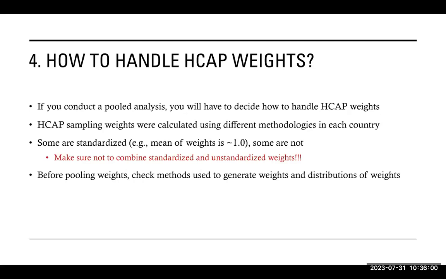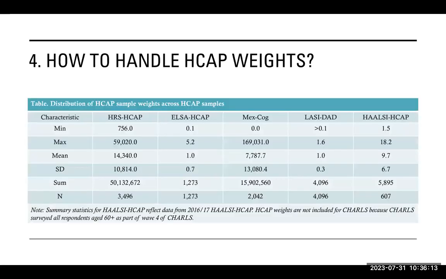And the reason is because the HCAP sampling weights were calculated using different methodologies in each country and are standardized in different ways across HCAPs, right? So some are standardized and some are not standardized as provided in the public use data. Here's what the provided sampling weights look like, at least in the data releases from last fall. I don't know if any weights have been updated since last fall. But for example, you can see the LASI-DAD weights and the ELSA HCAP weights have been standardized to have a mean of 1, and they sum to the total sample size of their HCAP samples. Whereas the HRS HCAP, MEXCOG, and HAALSI HCAP are not, right?